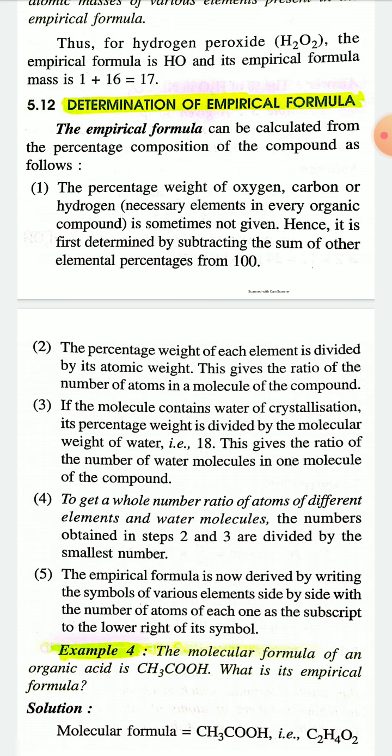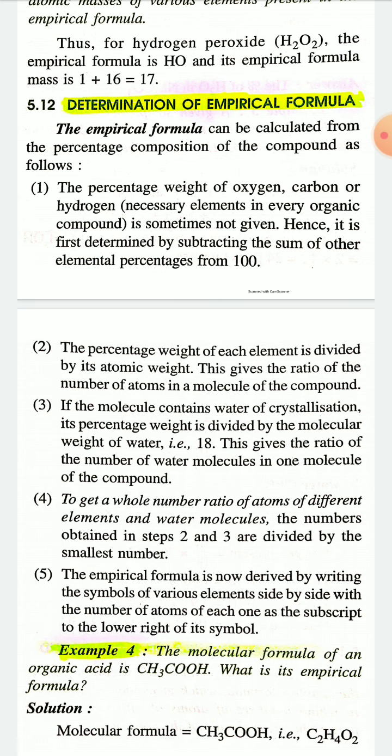And in the third step, if the molecule contains water of crystallization, then its percentage weight is divided by the molecular weight of water, that is 18. Molecular weight of water is 18, and this gives the ratio of the number of water molecules in one molecule of the compound.